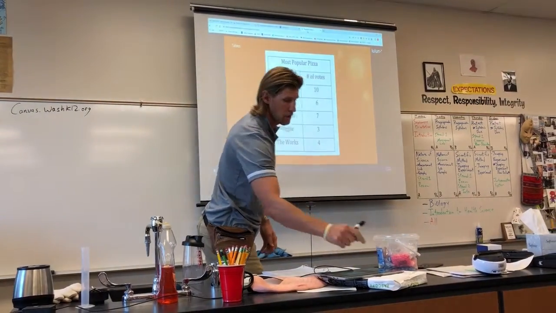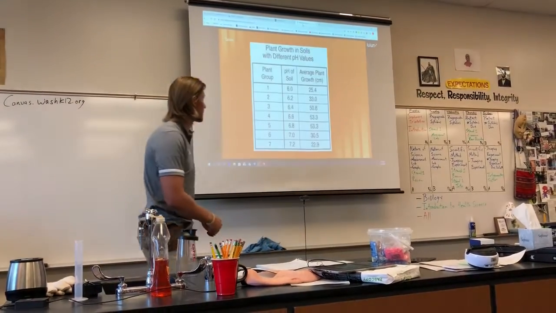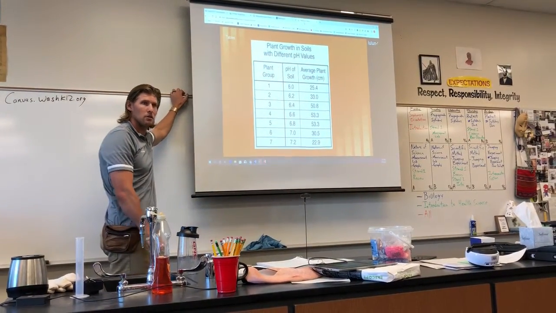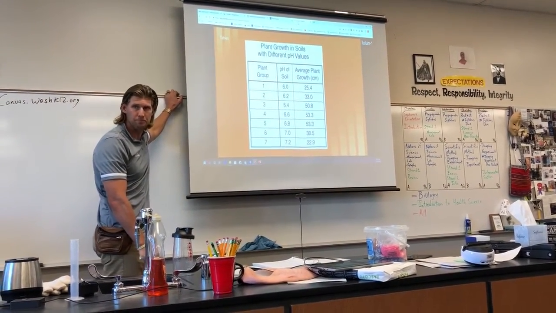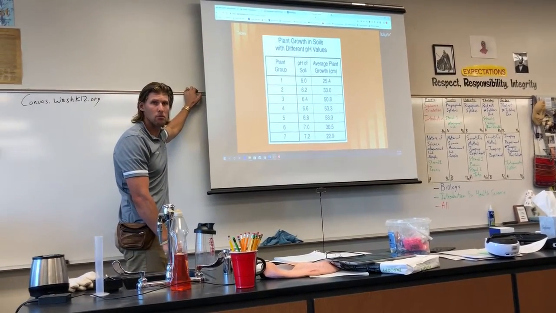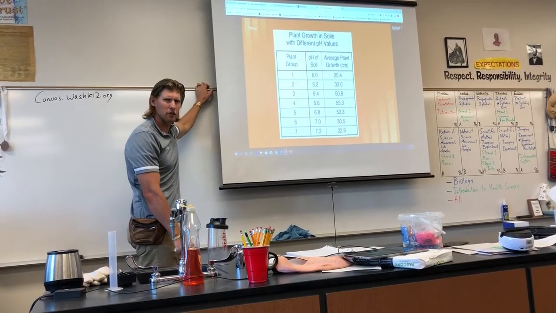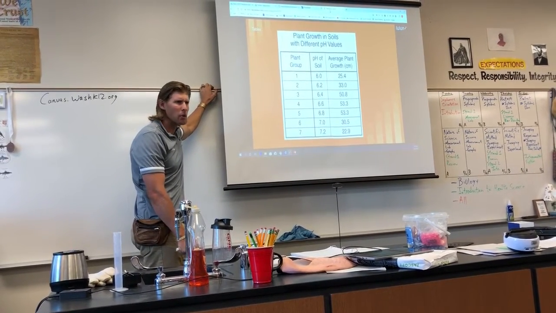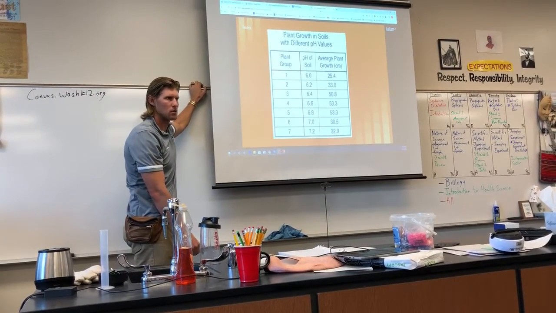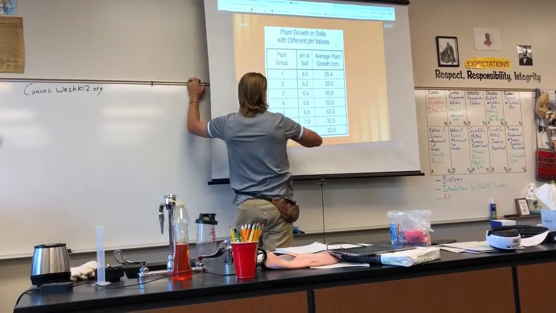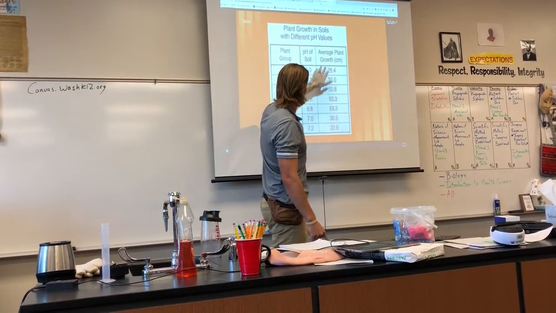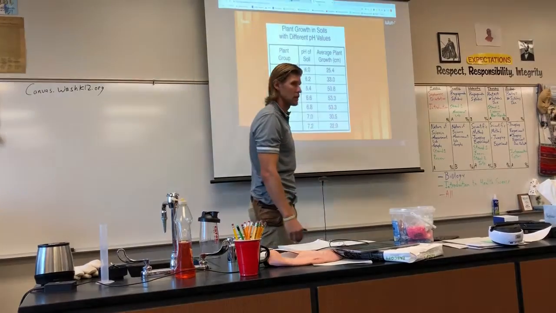So let's go on to this one. This set of data. Now what would you put on the x-axis? What would you put? Would you put the plant group? Do we actually need the plant group in here? No, we don't need that information. It's just pointless information. So, cross it out. I would use pH of soil and average plant growth in centimeters.